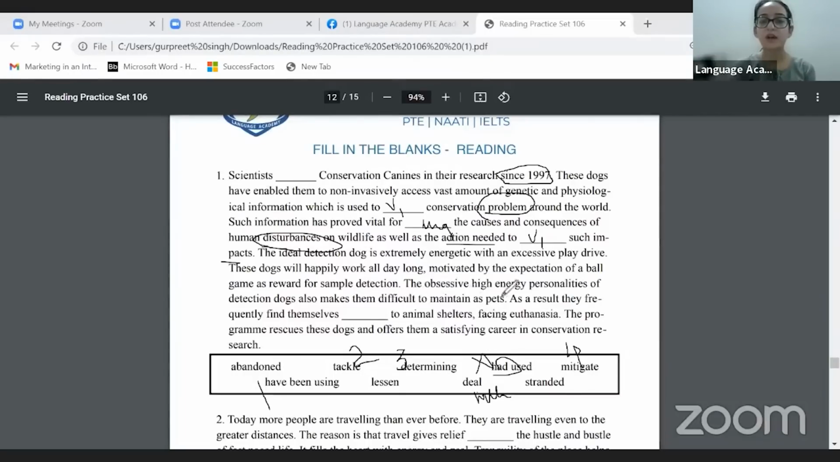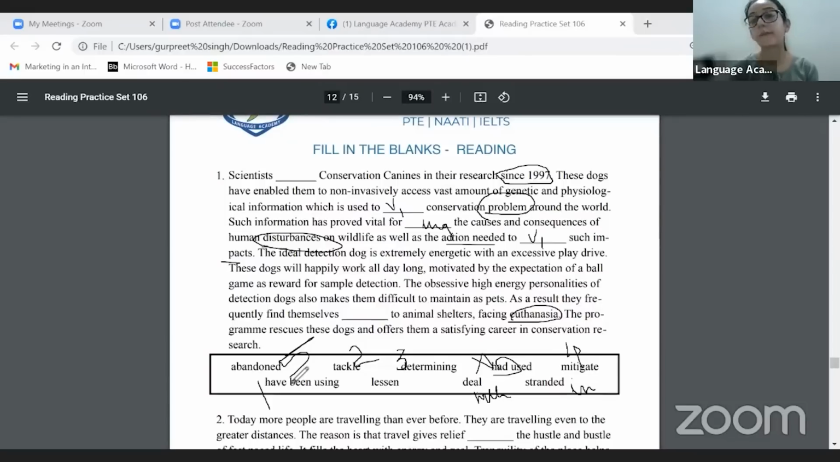And the last one: the obsessive high energy personalities of detection dogs also make them difficult to maintain as pets. As a result, they frequently find themselves abandoned to animal shelters, facing euthanasia. So they find themselves abandoned or stranded. Stranded comes with "in", not "to", but abandoned comes with "to". Abandoned to, stranded in animal shelters: both mean the same, but because of in and to, we have to make the choice. Abandoned means they are left there in animal shelters once they are of no use to the scientists.